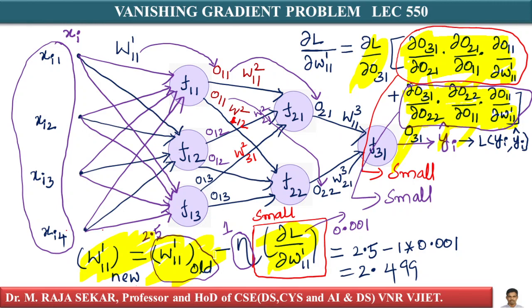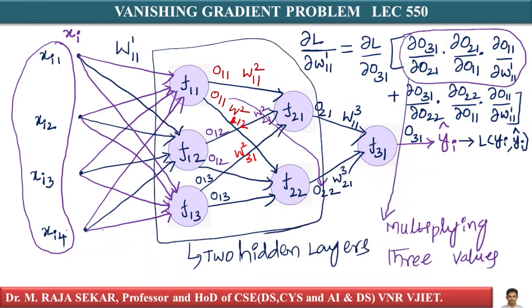Updating the weight becomes hard. This is just a small network, isn't it? Basically, how many layers do you have here? You have two hidden layers, one input layer and one output layer. Imagine instead of two hidden layers, let's assume you have 10 hidden layers. What happens if you have 10 hidden layers?